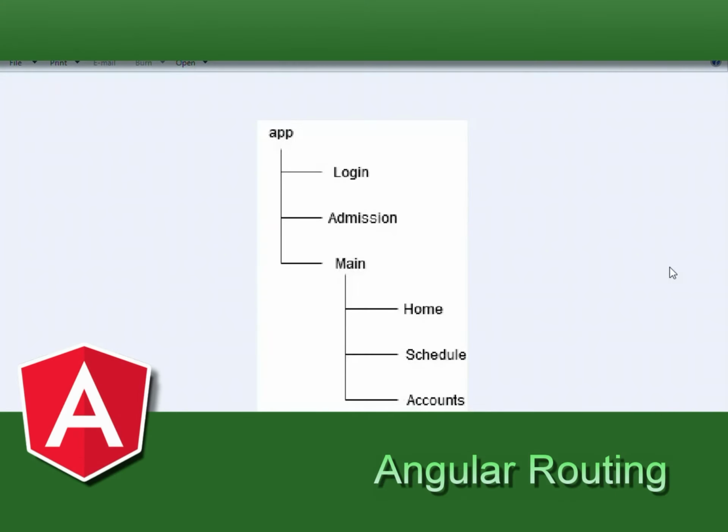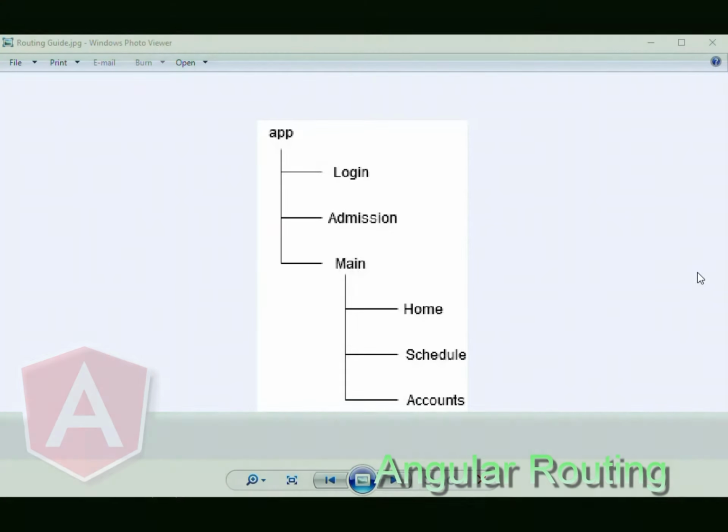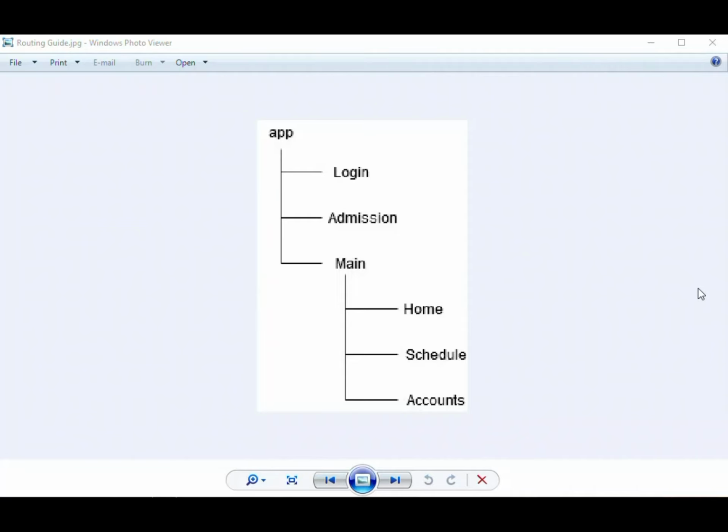Hello again guys, welcome to another episode of our Angular tutorial, and in this video we're going to learn how to implement the Angular router service. The Angular router service enables navigation from one view to the next as users perform application tasks. And for this video we're going to use this walkthrough, or the hierarchy of our components, for us to be able to implement this router service.